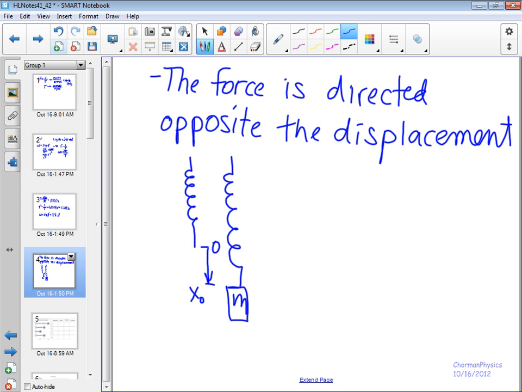That spring has been stretched this way. Which way is the force from the spring pulling? Well, the force in the spring is pulling up. That's what this means. The force is directed opposite the displacement, okay?